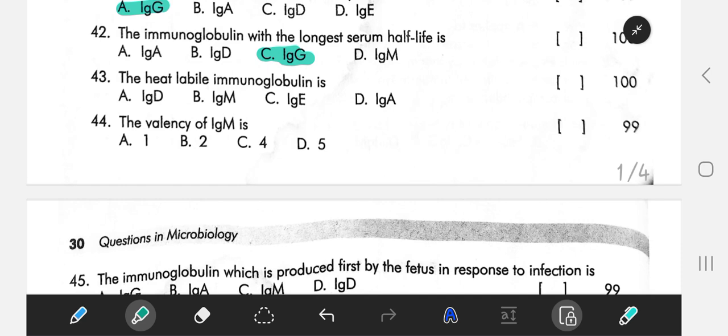Question number 43. The heat labile immunoglobulin is immunoglobulin D, immunoglobulin M, immunoglobulin E, immunoglobulin A. Answer will be C. Immunoglobulin E. It is heat labile immunoglobulin.